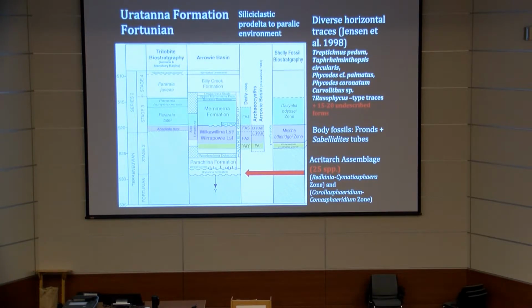This diagram, I think maybe Marissa showed it, I'm not sure, essentially outlines the regional stratigraphy of the Arrowie Basin. You can see at the bottom here we've got the Uratanna. It's essentially unconformity bounded, so we don't really know where in the Fortunian the base of this occurs, but there are some hints. There is an acritarch assemblage which indicates that it's down close to the boundary, but maybe not right at the boundary, which has about 25 species and is quite well preserved, even though this has come mainly from core material, but also outcrop material.